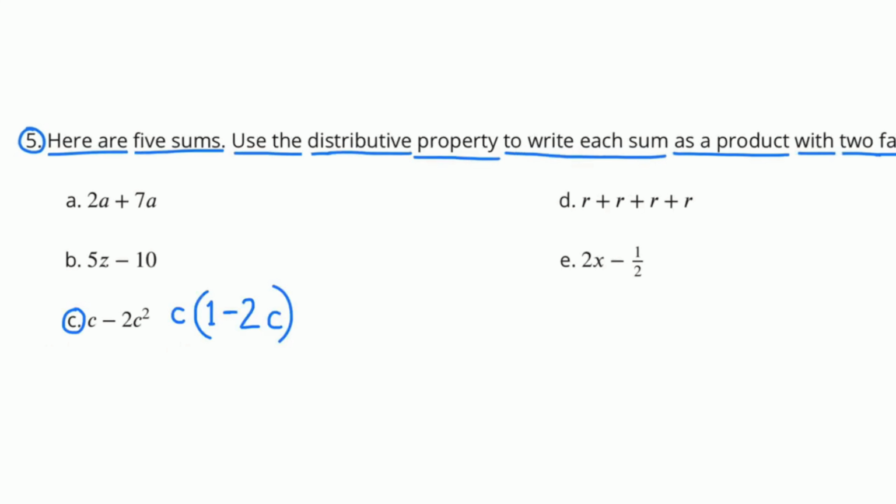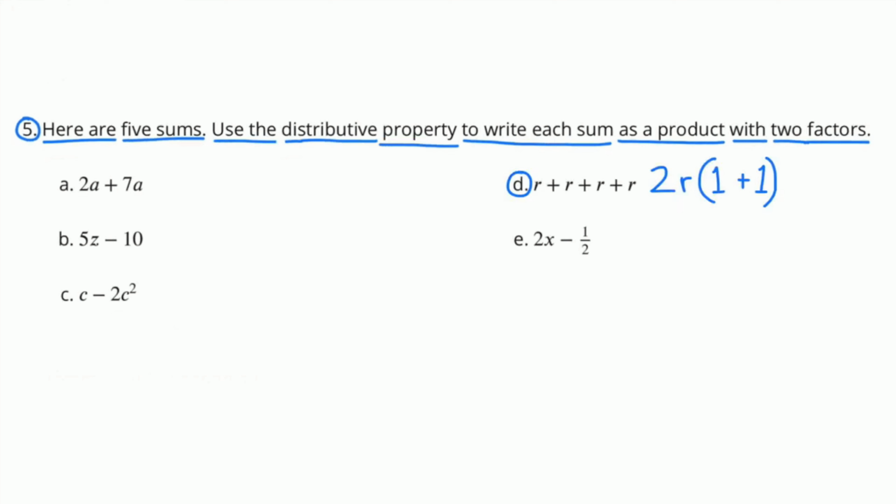C. C minus 2c to the second power. The common denominator is c. I'm going to pull out the c, put it on the outside of the parentheses. On the inside of the parentheses, I'll keep 1 minus 2c, because c times 1 is the same as c, and c times minus 2c is the same as minus 2c squared.